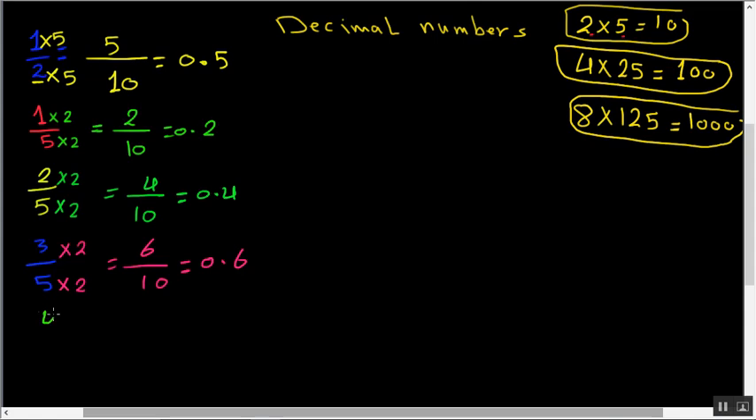Here is 4 over 5. We look at the denominator. The denominator here equals 5. 5 to be 10, we say times 2 up and down. 4 times 2 equals 8, so 8 over 10. In decimal form it will be 0.8. So 4 over 5 finally equals 0.8.